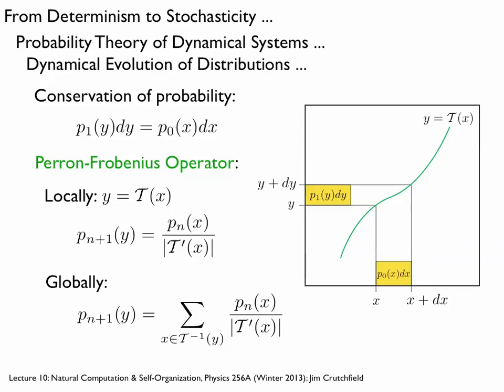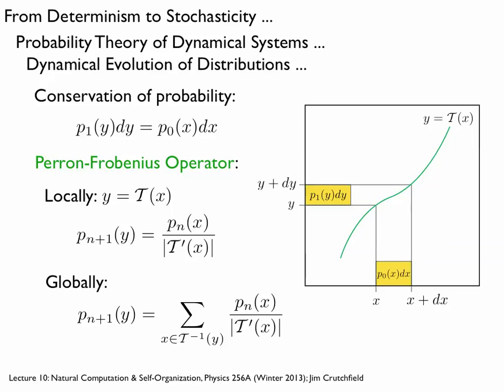Right, so I have the density function times the little dx. Density function is the height times dx. That gives me an area. That's a probability number. That's the probability that I will find the system between x and x plus dx. And now I'm going to push it forward through T of x. And I'm assuming that probability is conserved. What that means here is that the amount of yellow here is the same as yellow here.